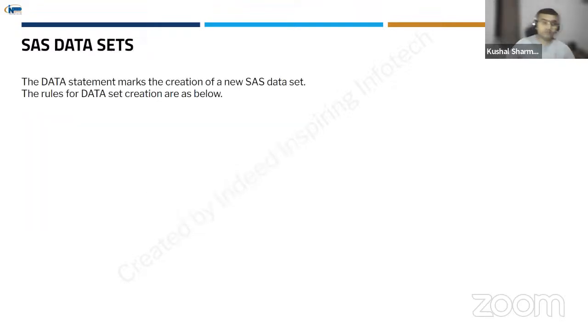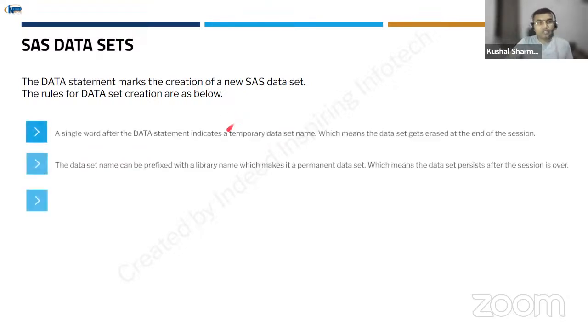Okay, let's move ahead. Now here, the data statement marks the creation of a new SAS data set. So as soon as I write data, it creates a new data set which goes in the SAS memory. The rules for data set creation are a single word after the data statement, meaning there shouldn't be a space or something. It creates a temporary data set name, which means the data set gets erased at the end of the session. As soon as the session is over, the data set will get erased. Next, the data set name can be prefixed with a library name, which makes it a permanent data set.